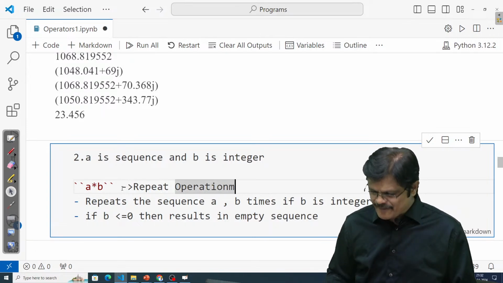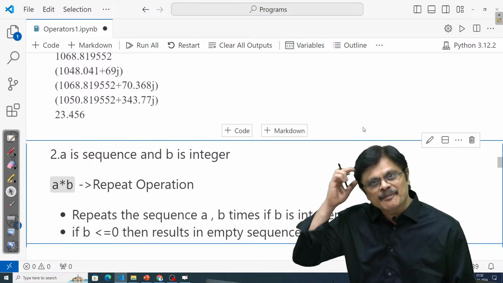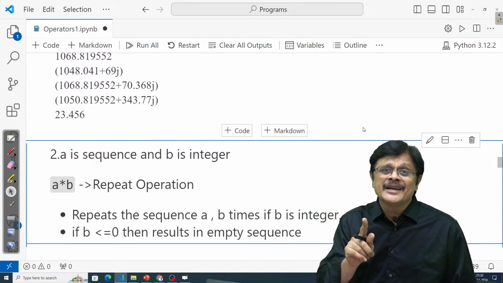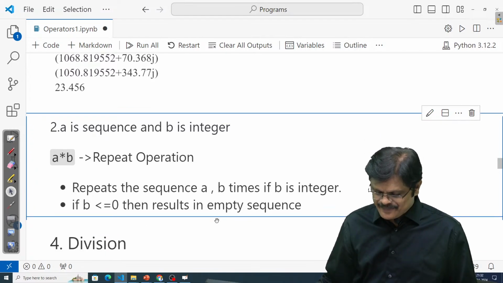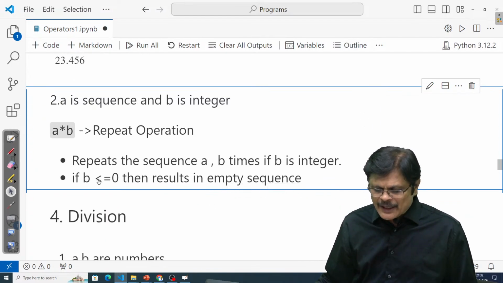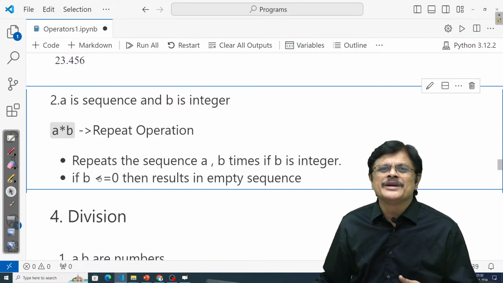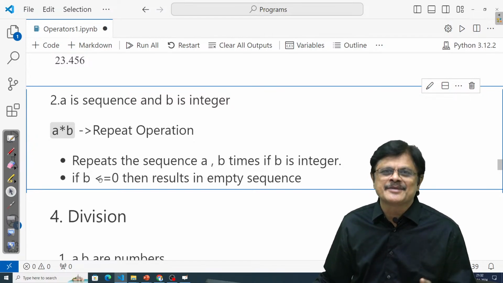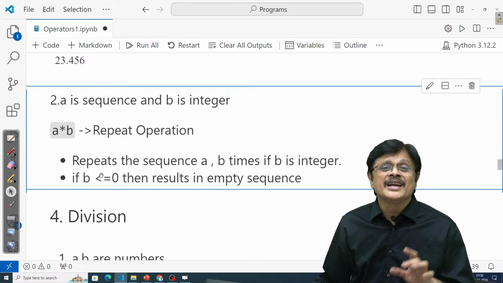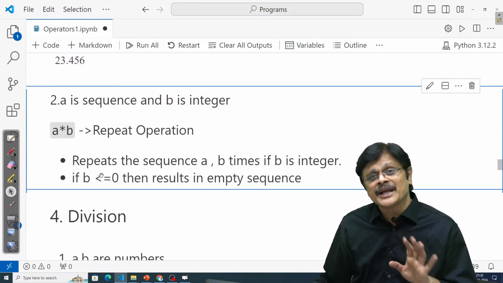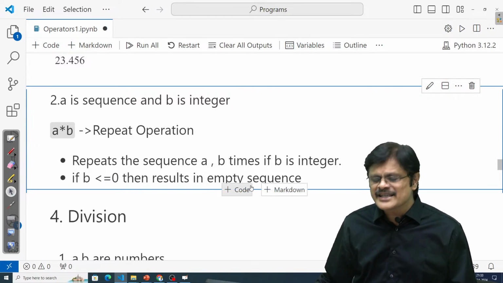But please be careful, one of them must be an integer, one of them must be a sequence, and it cannot be range type, because for range the repeat operation is not defined. Am I clear? And very importantly, if the integer is positive, 1 means it is repeated 1 time, 2 means 2 times, 10 means 10 times. Suppose the integer value is 0, you get an empty string. If the integer value is negative, then also an empty string is returned. So for less than or equal to 0, it results in an empty sequence.